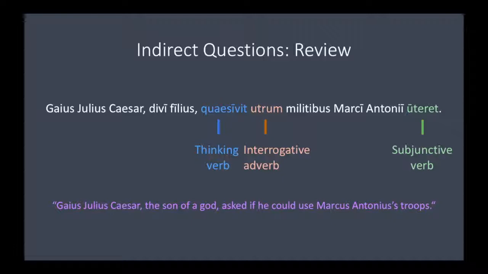Gaius Julius Caesar, the son of a god, asked if he could use Marcus Antonius's troops. You might know these people by different names and could better understand the sentence as Octavian asked if he could use Mark Antony's troops.